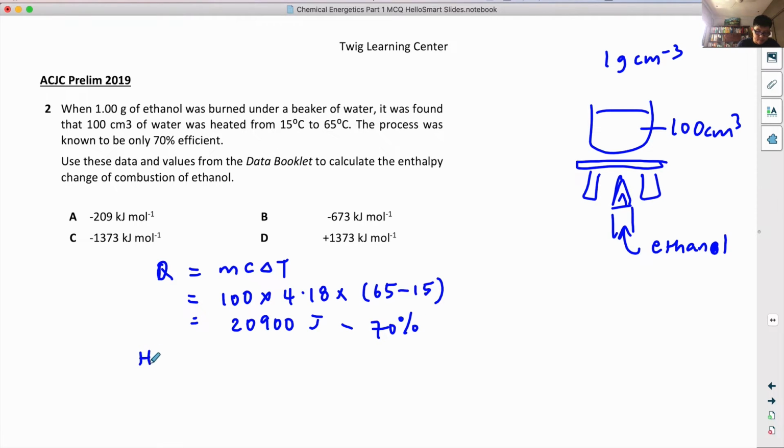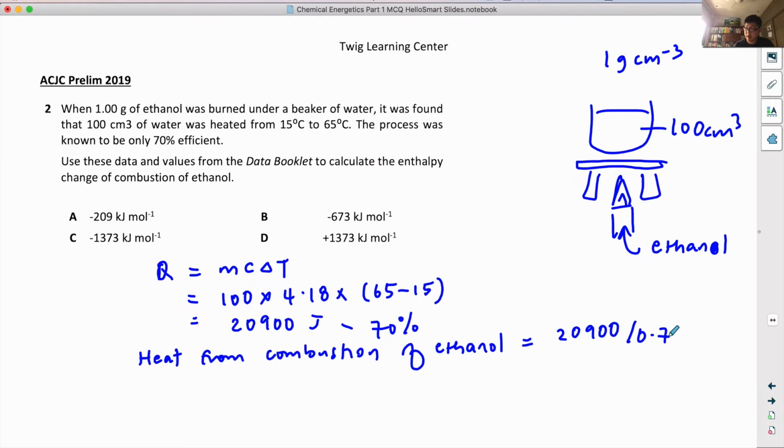So the heat from combustion of ethanol is equal to 20900 divided by 0.7. Can you see that? This will give you a value of 29857.14 joules. But you need to actually calculate the enthalpy change of combustion.